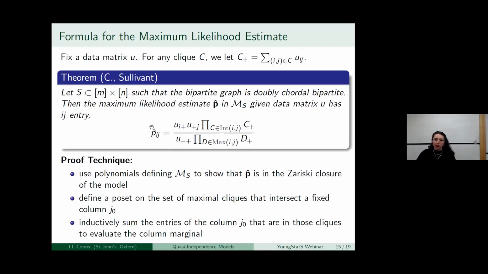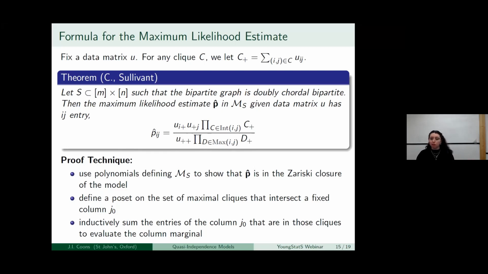To look at the ij entry of it, I take the ith row marginal times the jth column marginal, and then I take the product over the sum of all C in this intersection set into ij. So that's my numerator, and the denominator is the sum over all of the data times the product of the sum over the entries in each maximal clique containing ij. Okay, so how can we prove this?